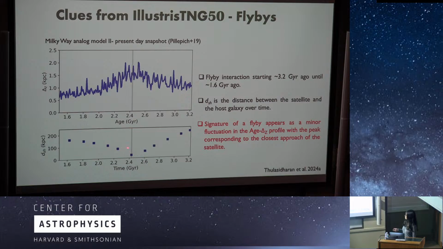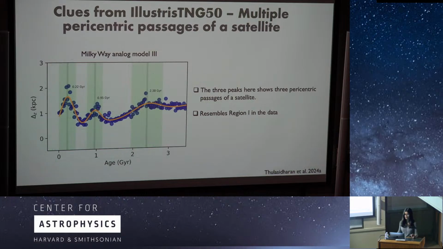And once the satellite moves away from the host, the vertical dispersion, the vertical thickness of the stars which were born during that time goes down. So this is how a flyby manifests in the age-delta C relation: a minor fluctuation in the age-delta C profile, with the peak corresponding to the time of the closest approach of the satellite. So here are more snapshots from more galaxies from JWST and G50.